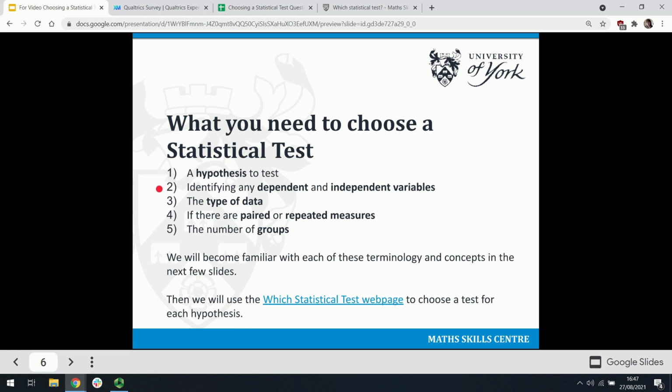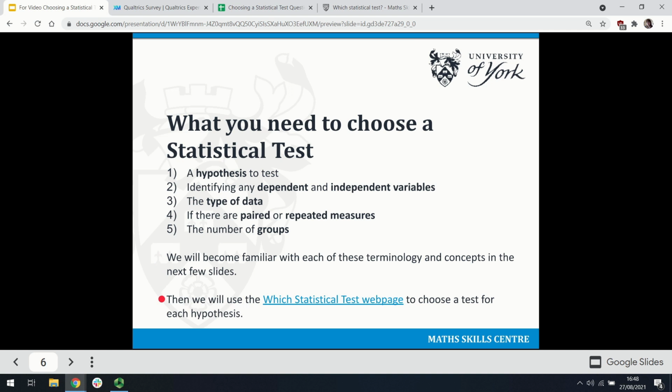Then you've got to identify types of variables. So it's helpful to identify dependent and independent variables, or if your hypothesis isn't testing dependent and independent variables. Again, I'm going to give you examples. I'll talk about the type of data. That's really important. Sometimes we need to consider if there are paired or repeated measures in the data. And we also need to consider, in some cases, the number of groups. So we're going to become familiar with all these terminologies, so don't worry if you don't understand them just now, over the next few slides.